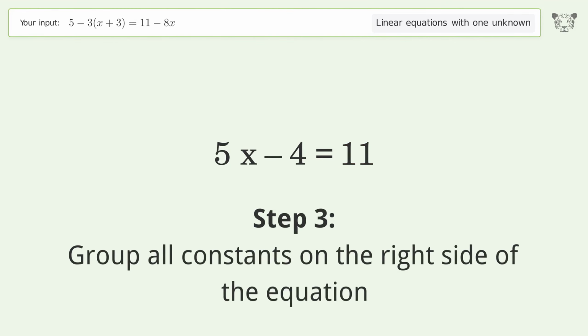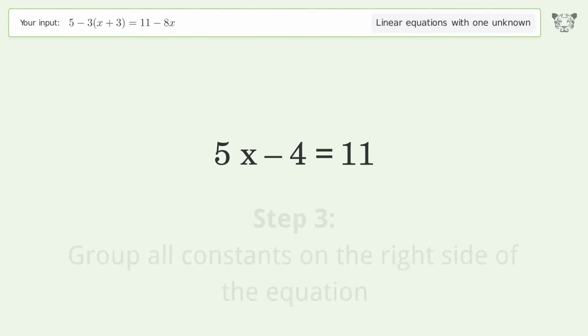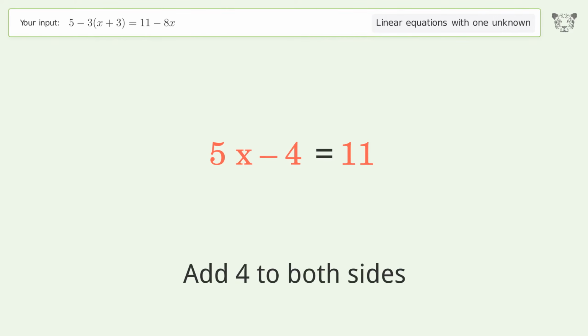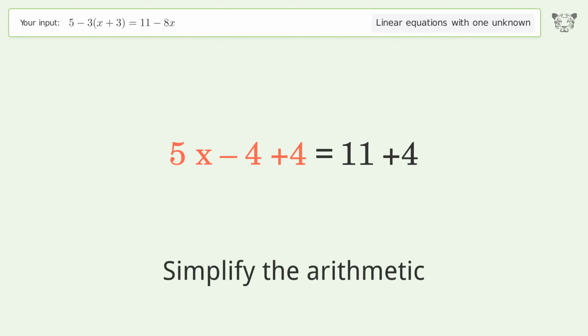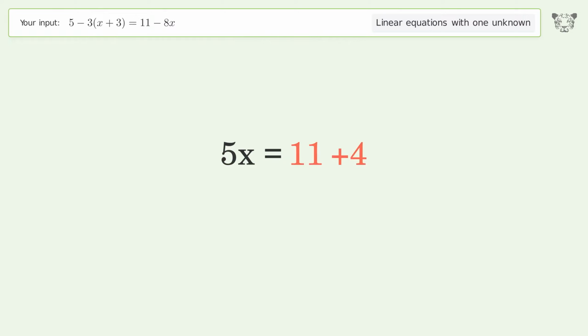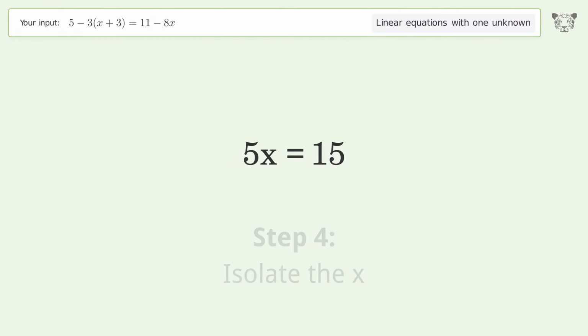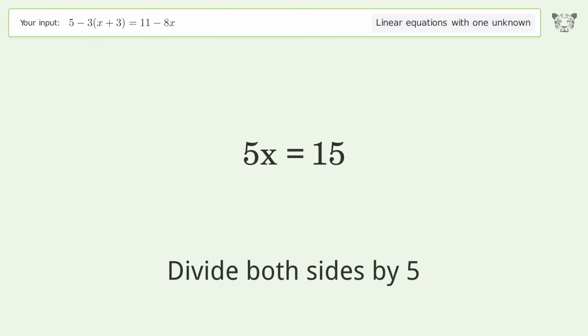Group all constants on the right side of the equation. Add 4 to both sides. Simplify the arithmetic. Isolate the x. Divide both sides by 5.